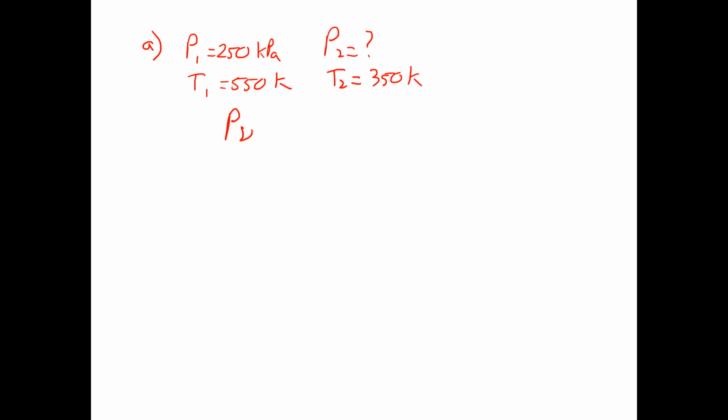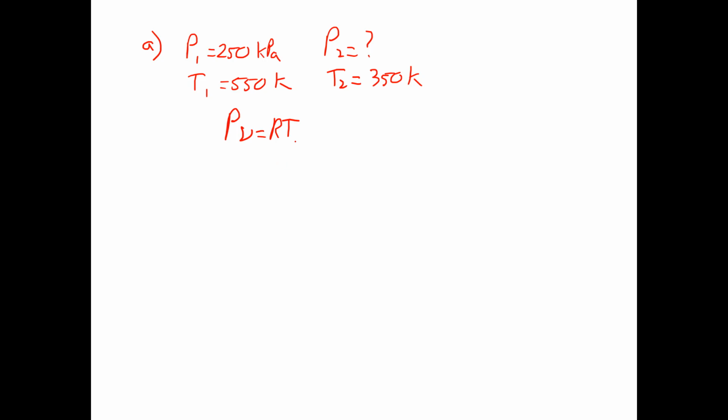Part A is asking for the final pressure. So again, they give us the initial pressure, which is 250 kilopascals. They give us the initial temperature, which is 550 Kelvin. We're trying to find the final pressure, and they give us the final temperature of 350 Kelvin. Now, since this is an ideal gas, we can use the ideal gas law, where pressure times specific volume is equal to RT.